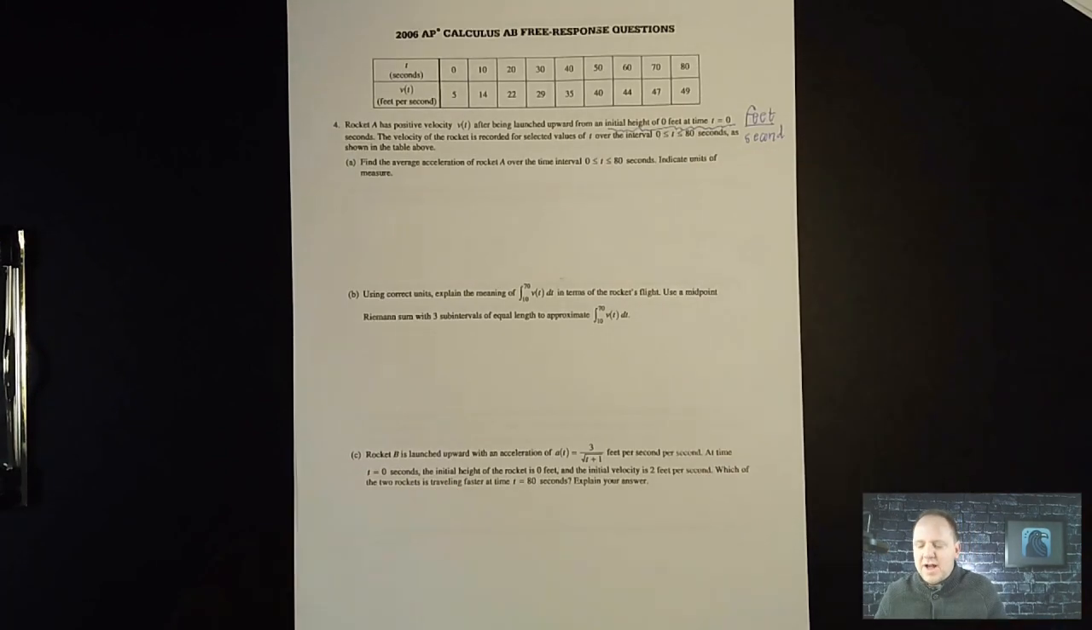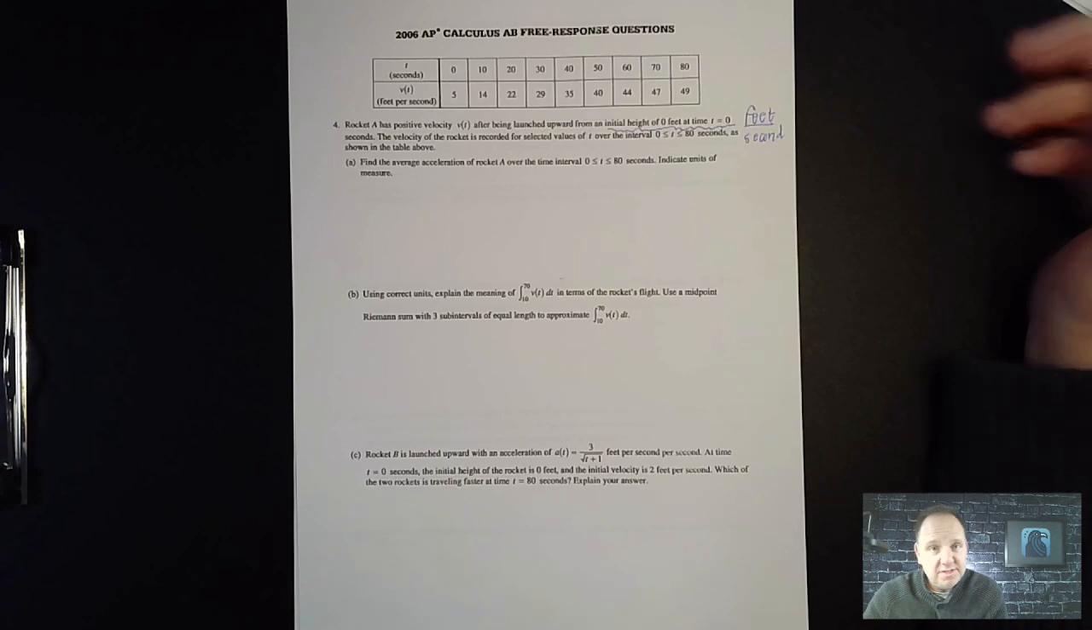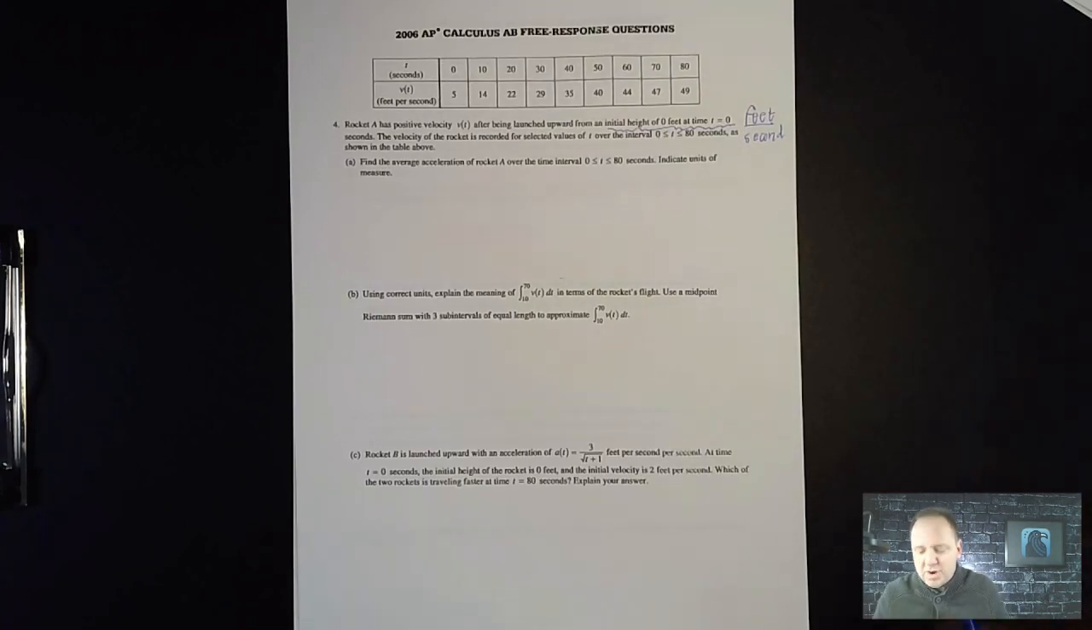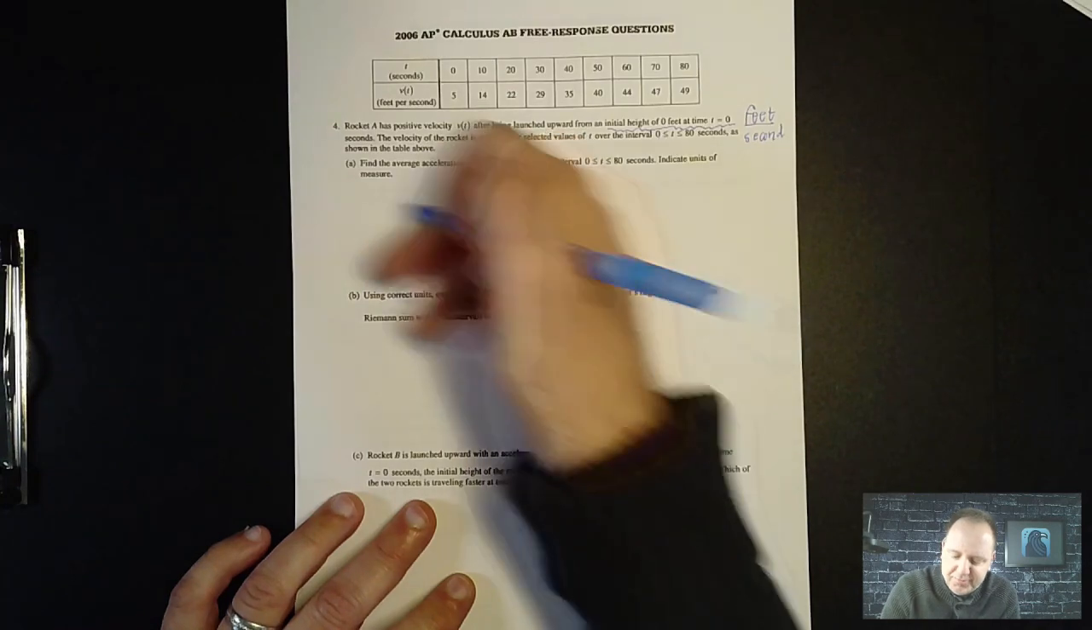The velocity of the rocket is recorded for selected time intervals from 0 to 80 seconds as shown in the table above. Okay, this one will probably be quicker. Find the average acceleration of the rocket A over the time interval from 0 to 80 seconds. Indicate units of measure. All right, so here we go.